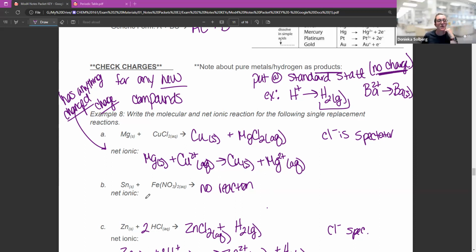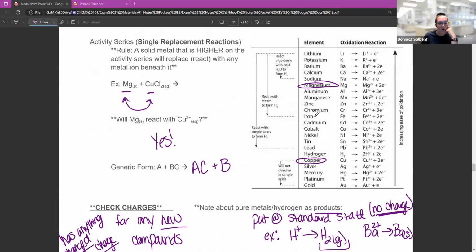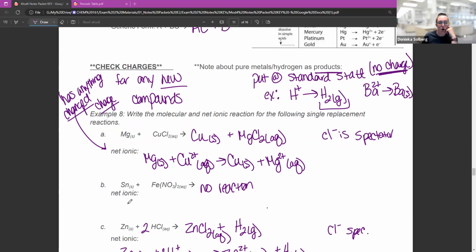So this is the actual chemistry that happened. Okay, now if you look at B, I'm putting tin into iron 2 nitrate. Now, if I do this, first of all, will it react? So is the single metal higher on the reactivity series than the one in the compound? And if you check, iron is here and tin is here. So tin is actually lower. So you just write no reaction. You don't have to write out the reaction because it doesn't happen.